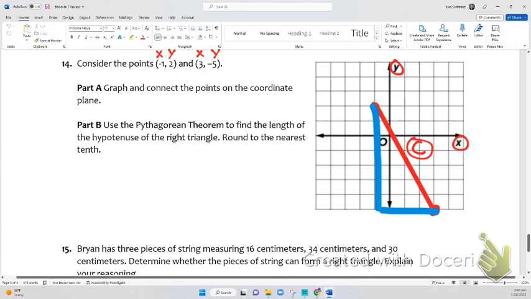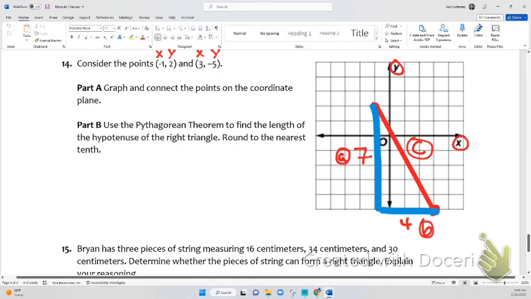And then you just count the number of squares. So I'm going to start with the bottom, the base. 1, 2, 3, 4. And then for the height, 1, 2, 3, 4, 5, 6, 7. You're just counting the number of units, which in this case are the squares. So we get a 4, a 7. These don't matter what they are. I'm going to call that one my A. I'm going to call this one my B.